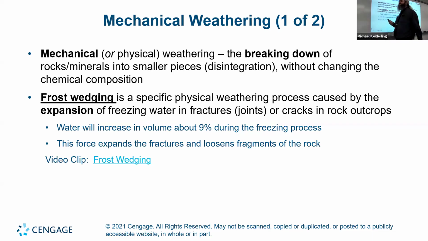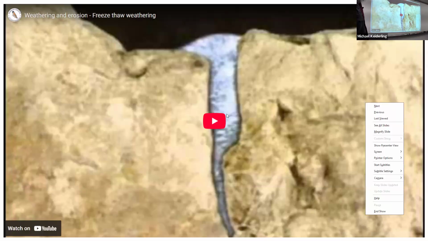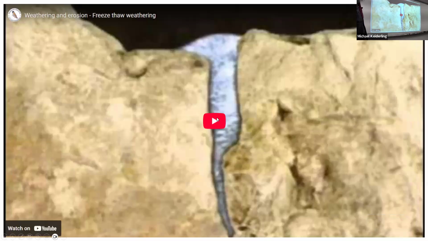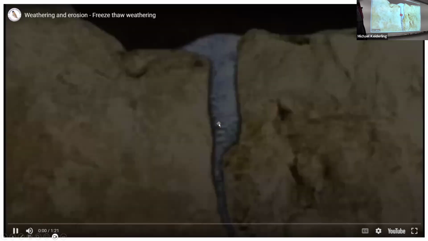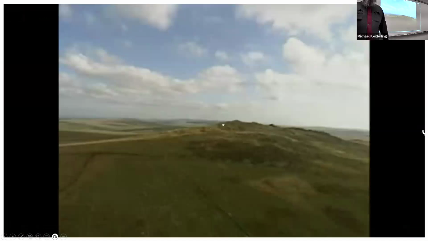You may have seen this process occurring if you've ever frozen something in a hard container and had the container break. If you freeze a glass bottle of water and the glass bottle shatters, that's basically frost wedging. Here is a video about freeze-thaw weathering. And this is the primary way that weathering occurs around here.